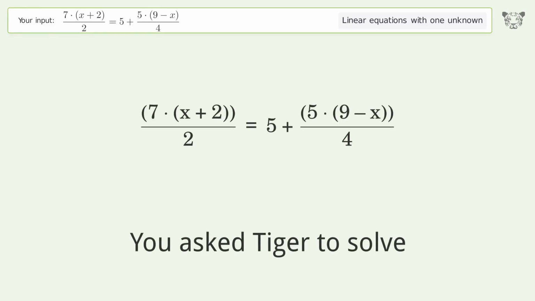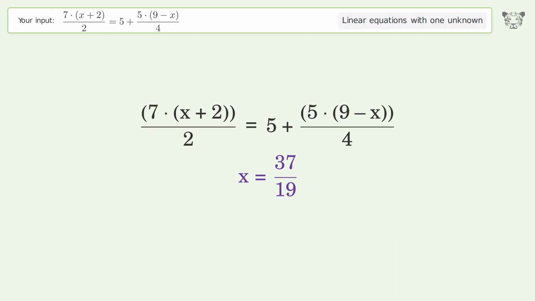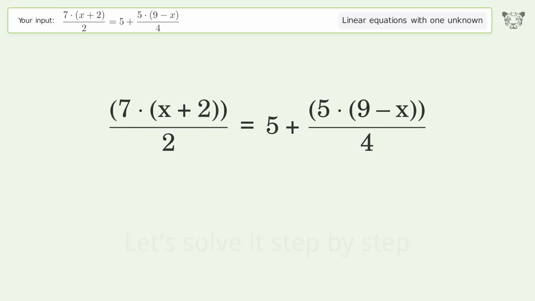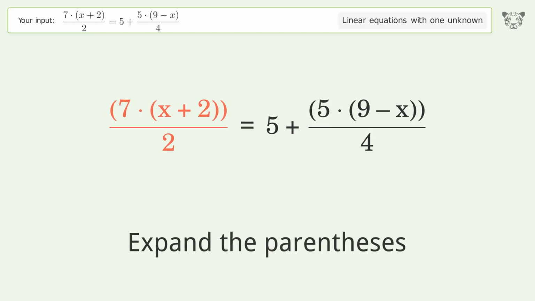You ask Tiger to solve. This deals with linear equations with one unknown. The final result is x equals 37/19. Let's solve it step by step. Simplify the expression. Expand the parentheses.